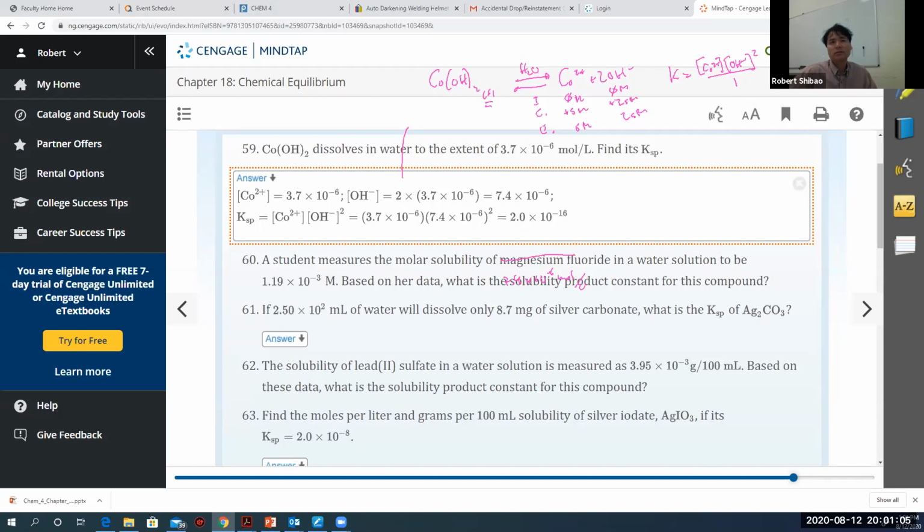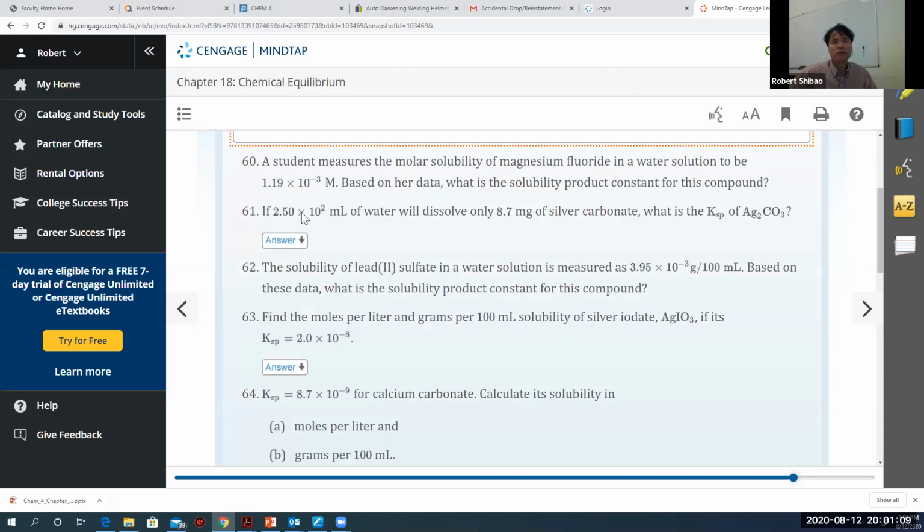Even though these aren't required, I skipped them. You could just look at them. For example, if 250 milliliters of water dissolved only 8.7 milligrams of silver carbonate, what is Ksp? So this tells us how much dissolved. And so for every silver carbonate that dissolves, we form 2 silvers and 1 carbonate. And so this is the concentration. This will be the concentration of the carbonate here, because every silver carbonate will form 2 silvers, 1 carbonate.